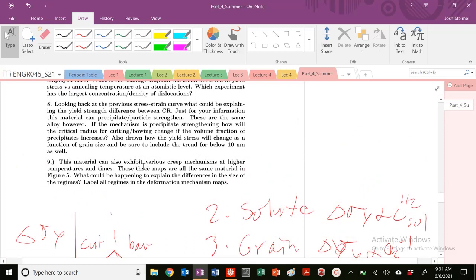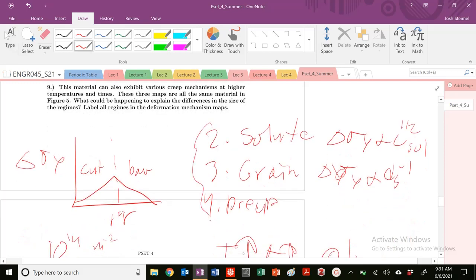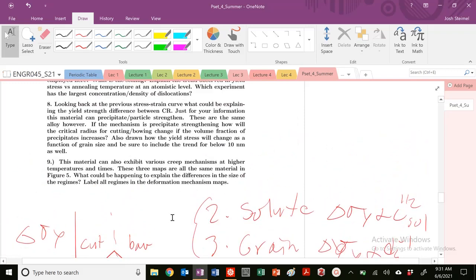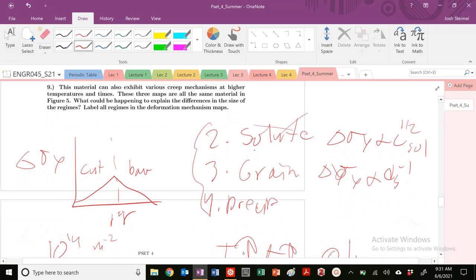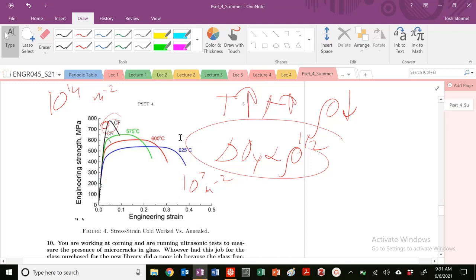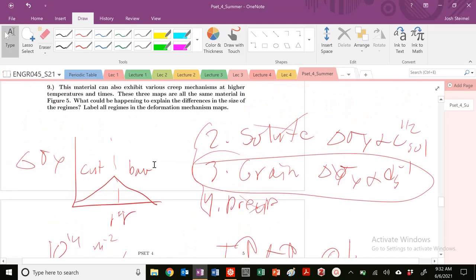So if we're looking at the previous stress strain curve, and at differences in yield strength, it could be any of these properties going on. But if it's the same alloy, then we're not changing the solute and not precipitating anything, so it's probably grain size strengthening as well. So we could rank these in terms of grain size. This would have the largest grain size, so DG would be the largest. This would be the smallest because our change in yield strength for grain size strengthening is inversely proportional, up to 10 nanometers.